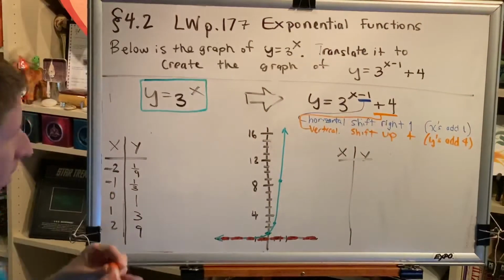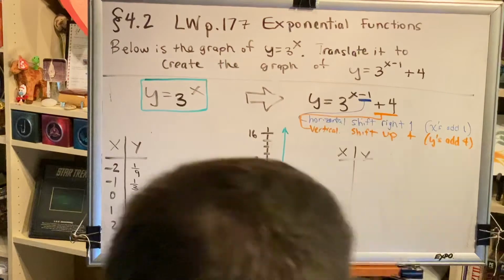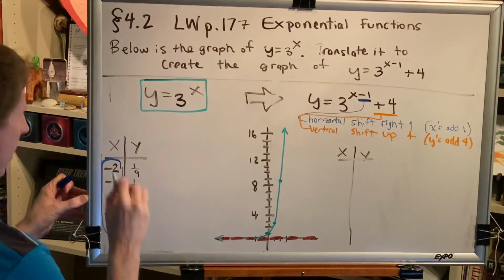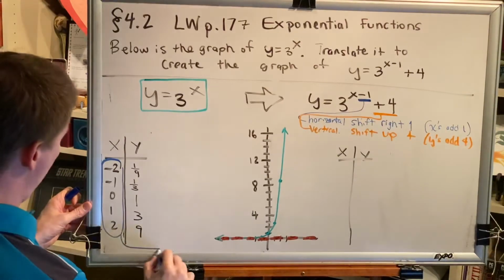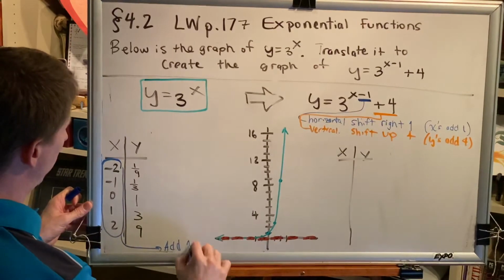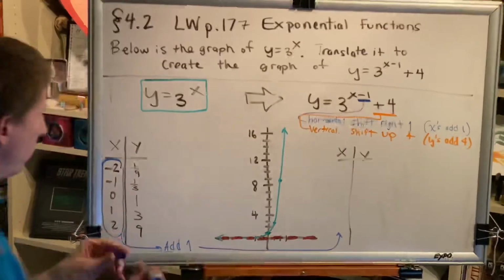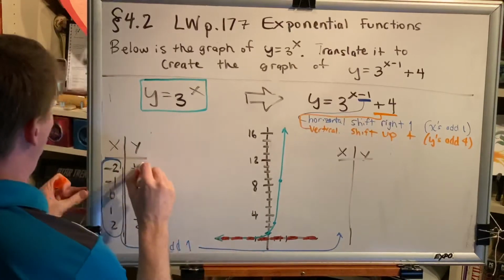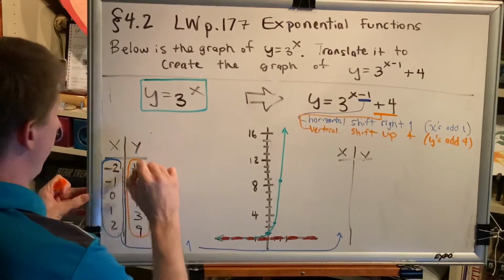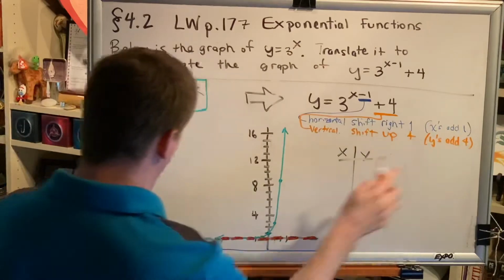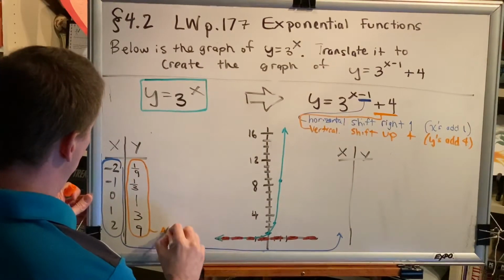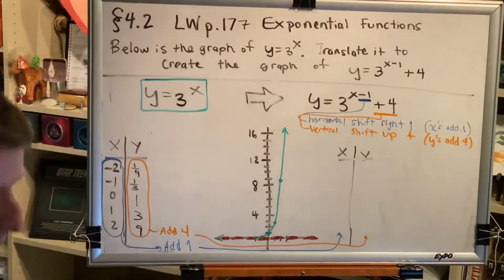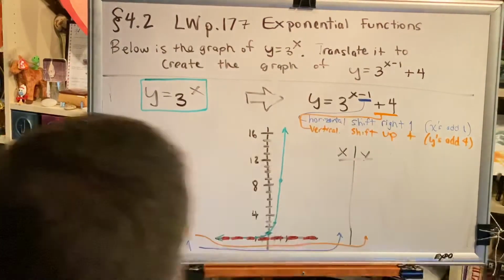So this would be y's add 4. So if you want to get your new table of points, all you have to do is take your table of points from your parent graph, and specifically with the x's, add 1. And that will give you your new x values. When it comes to the y values, you're going to take the y values from your parent graph and add 4. And that will give you your new y values. All right, so this is very easy to do, so let's do it.